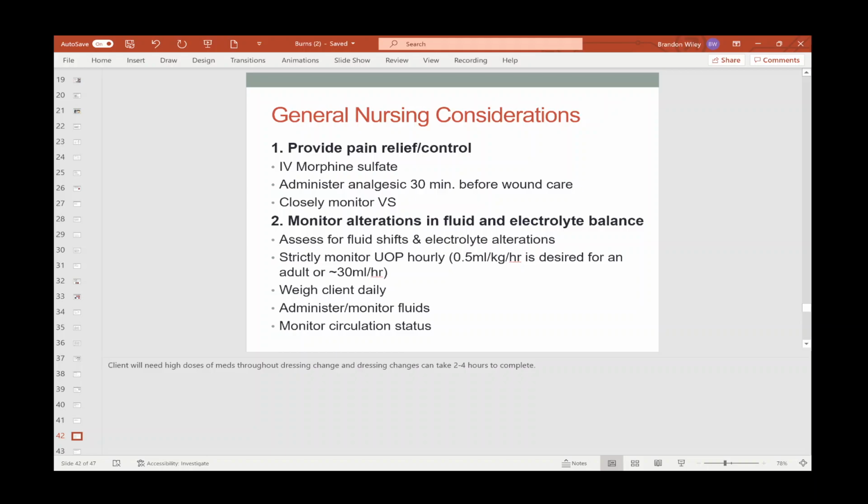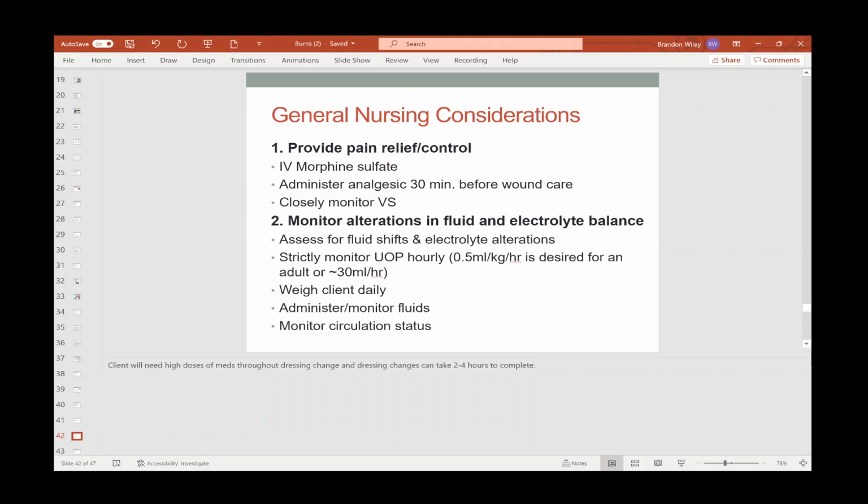So monitor that output. That's how we know where we are. Are we in the diuretic stage or not? Well, you're monitoring output. So 0.5 milliliters per kilogram per hour is what we use. That gives us approximately 30 milliliters an hour. That's why we just say at least 30 milliliters an hour. Weigh your client daily, so then you know how to monitor things. Monitor circulation status, always.